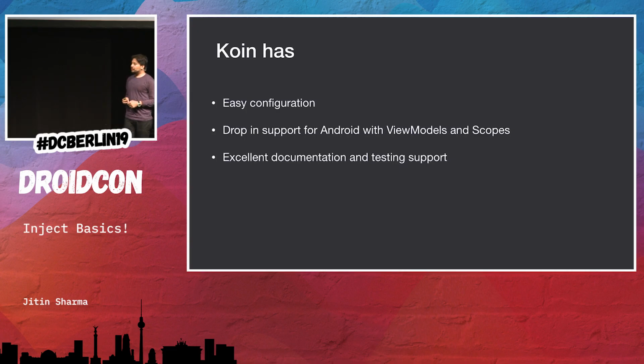Also, Koin has testing support, so modules which you declare can be mocked anytime, and their implementation can be changed at runtime using the testing support library, so you can mock anything around modules.